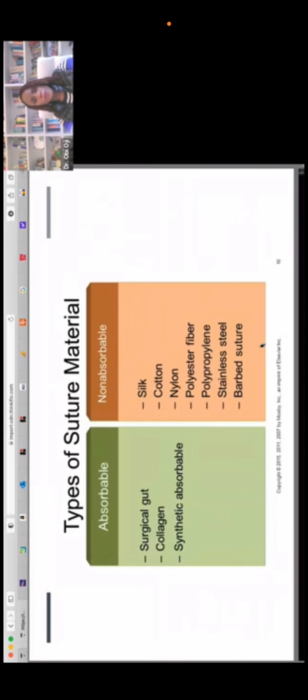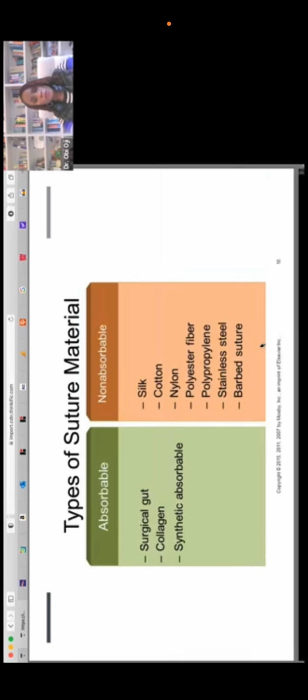All right, here are some types of suture materials. So we have the absorbable type, and then, of course, we have the non-absorbable type. And so the absorbable type of sutures that we use would be your surgical gut. So surgical gut, an example of that will be the chromic gut, and the collagen and synthetic absorbable. So synthetic absorbable, we typically start with your Vicryl or Monocryl, and these will be the two most commonly used in your urgent care setting for deep dermal wounds.